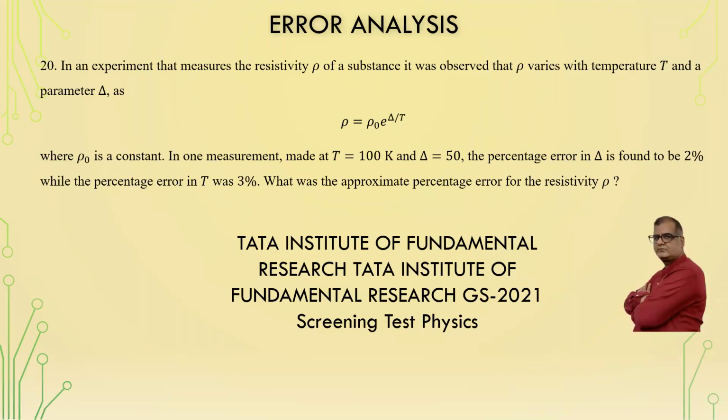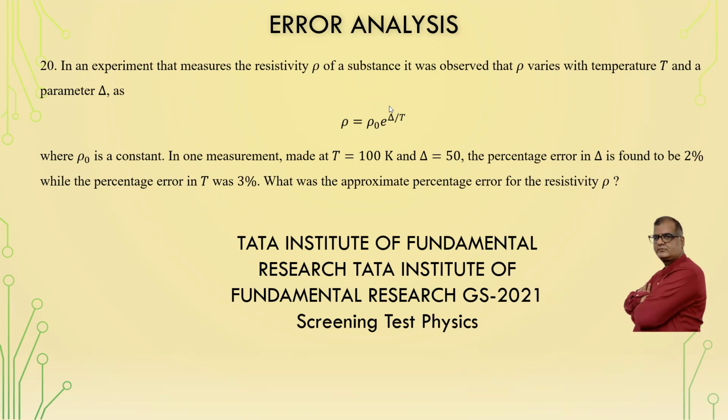Hello students, let us see this problem from TIFR. In this problem, you have been given a function. Okay, so this is resistivity varies as rho zero exponential delta by T. So now here delta can be anything, like it can be band gap, T is a temperature.